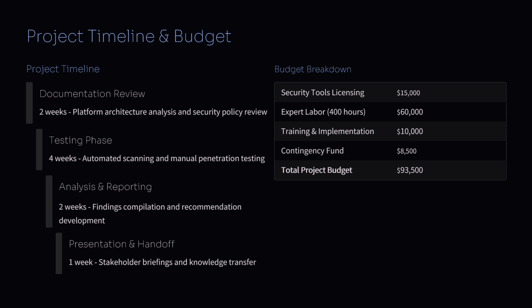ensure proper knowledge transfer. In a real case scenario, our budget would total $93,500, carefully allocated across 4 categories. It would be $15,000 for security tools licensing to ensure we have the best detection capabilities, $60,000 for 400 hours of expert labor from our certified security professionals, $10,000 for training and implementation support, and an $8,500 contingency fund to address any unforeseen challenges that may arise during the project. This timeline and budget have been optimized to provide maximum security value while respecting your organization's resource constraints.